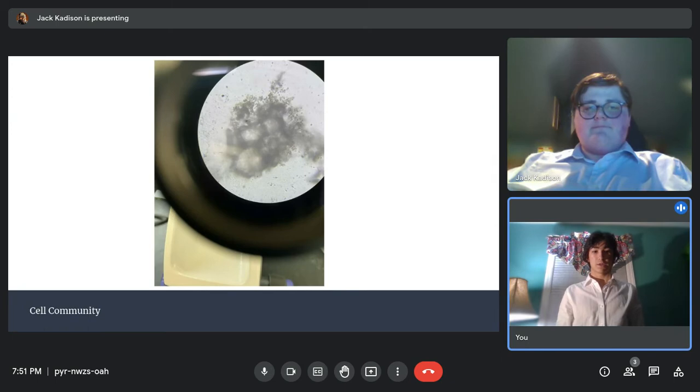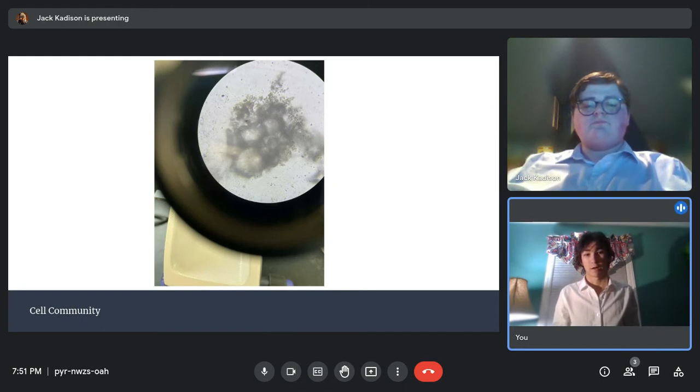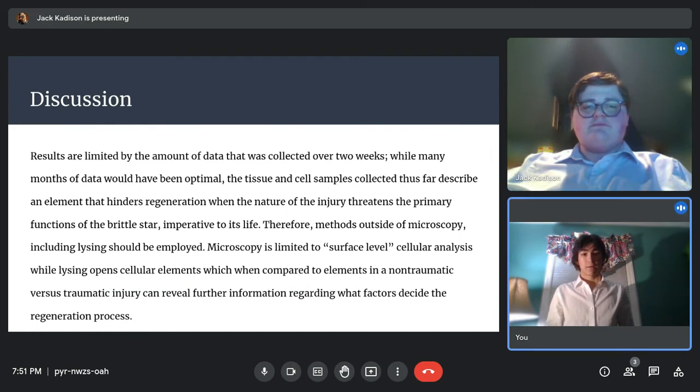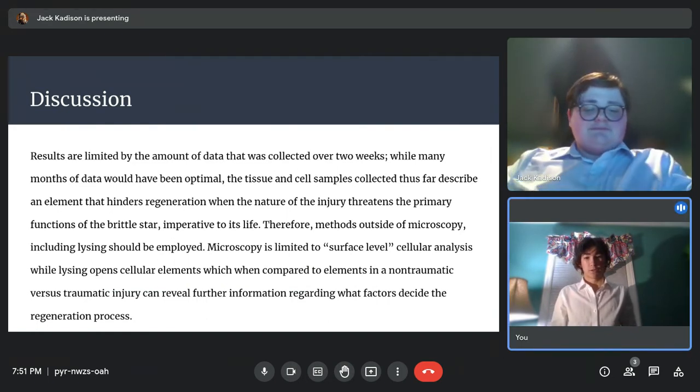Here you can see a community of cells collected from a sample with a non-traumatic injury. These cells are plentiful, and you can see they are coming off the sides. Our results were limited by the amount of data collected. We only had 2 weeks.